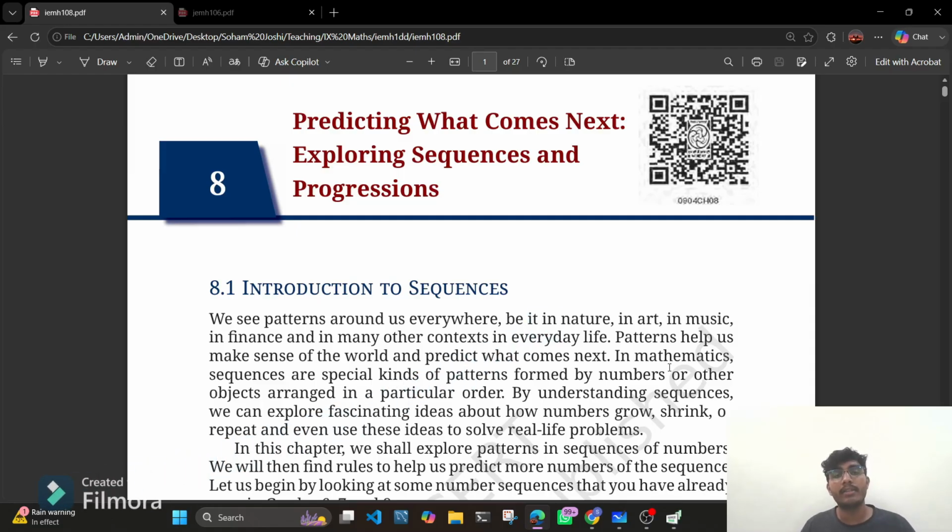So today's chapter is exploring sequences and progressions. Basically we'll be focusing on sequences and progressions and further discussing the concept of arithmetic and geometric progression. You'll also be getting the arithmetic progression in your class 10. That would be chapter 5 of class 10 mathematics. So yeah, today we'll start with this chapter.